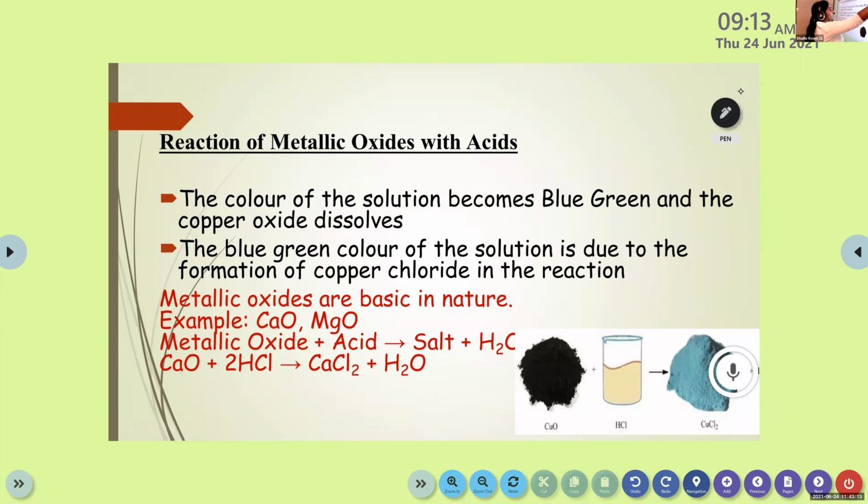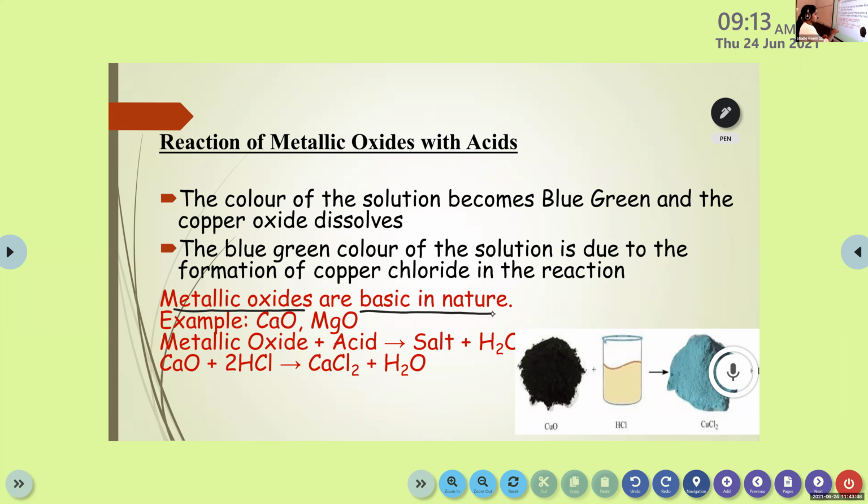The observation that you already write, this first point: the color of the solution becomes blue-green and the copper oxide dissolved. The blue-green color of the solution is due to the formation of copper chloride in the reaction. So you can write, metallic oxides are basic in nature. Calcium oxide, magnesium oxide, iron oxide, copper oxide, these all are examples of metallic oxides. That means simply metals react with oxygen, that is metallic oxide.